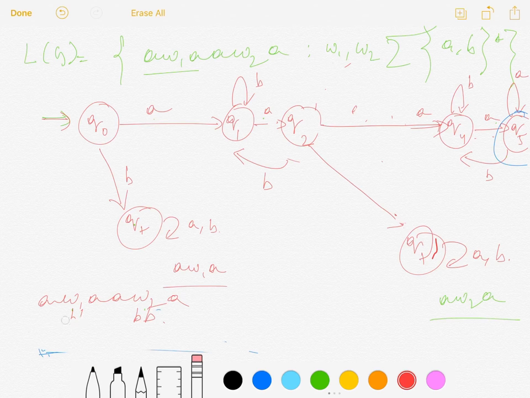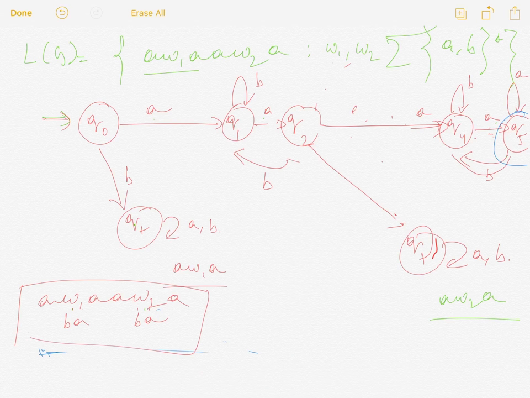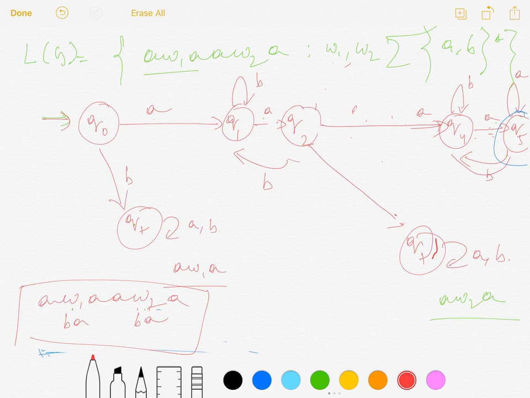Similarly, you can check it for BA, BA. ABAB we have checked, BB we have checked, AA we have checked. Now for BA: A, it comes to Q1, then B, it remains in Q1, then 3 A's: 1, 2, then 3, A it comes. Now when it gets a B, it returns back to Q4, and then after 2 A's, it will reach Q5. So you can check any combination that satisfies this language, A omega 1 A omega 2 A, and it will come to these answers only.